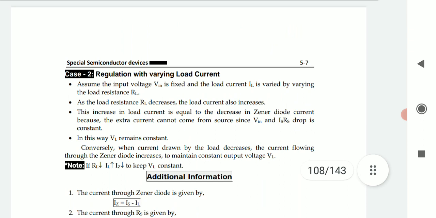Okay, here the regulation with varying load current. Assume the input voltage Vin is fixed and the load current is varying because the load resistance is varying. If load resistance is varying, the IL also varies. As the load resistance RL decreases, the load current also increases. If RL decreases, IL increases. This increase in load current is equal to the decrease in Zener diode current, because the extra current cannot come from the source since Vin and the ISRS drop are constant. In this way, VL remains constant.